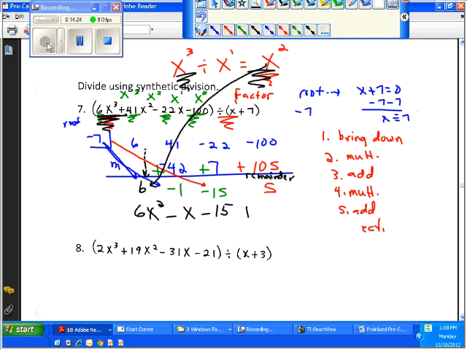What do we put our remainder over? The factor. See, we divide by the root, but don't forget the factor really is x plus 7, and you put your remainder 5 over the divisor, x plus 7, the factor, not the root. Any questions on number 7?